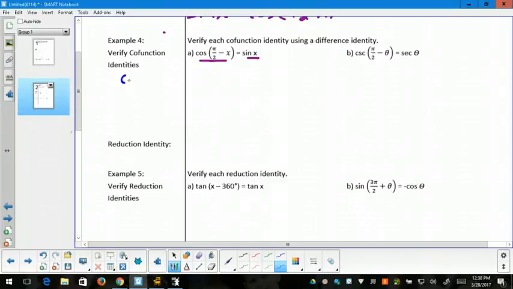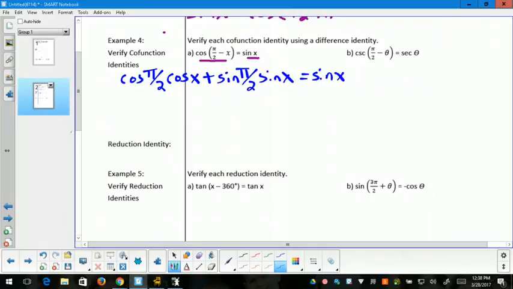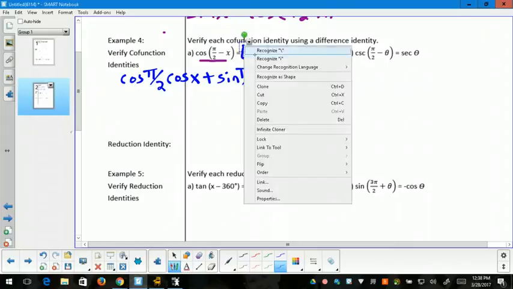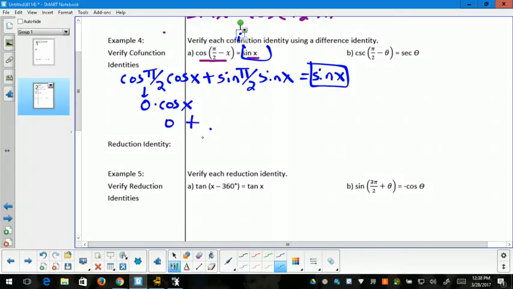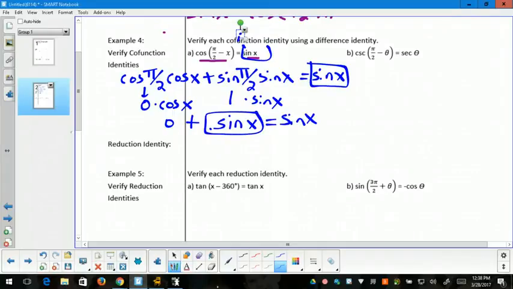So we have cosine of pi over 2 times cosine of x plus sine of pi over 2 times sine of x. And we're supposed to show that that equals sine of x. That's what we're trying to prove. All right. So cosine of pi over 2 is 0. So this becomes 0 times cosine of x, which is 0. And sine of pi over 2 is 1, times sine of x is sine of x. So we have sine of x equals sine of x using that identity. Pause the video, try this for letter B.